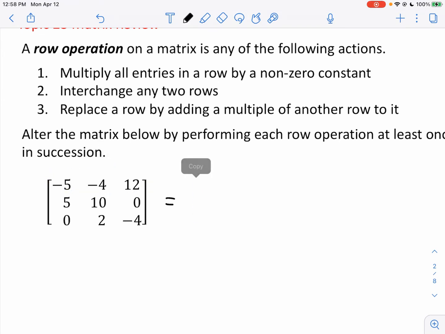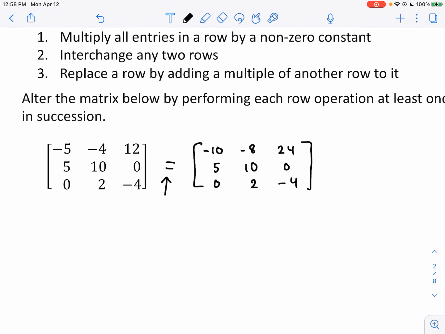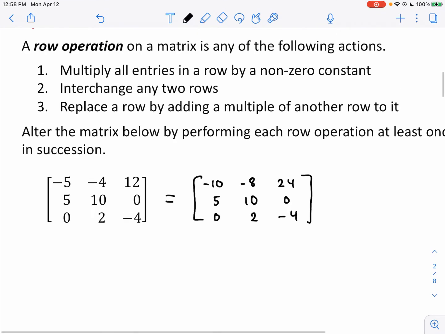So that gives me a new top row, -10, -8, 24, and then I'm going to leave the other 2 rows unaltered. Normally you just do 1 row operation per change, otherwise it can be quite confusing as to all the different things that were done. Now next, underneath this equal sign, you can indicate using some sort of notation what the row operation was. One that you'll see that's pretty common is to write down something like this: 2 times row 1, 2 times r sub 1.